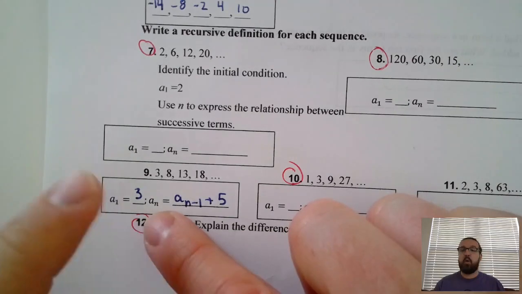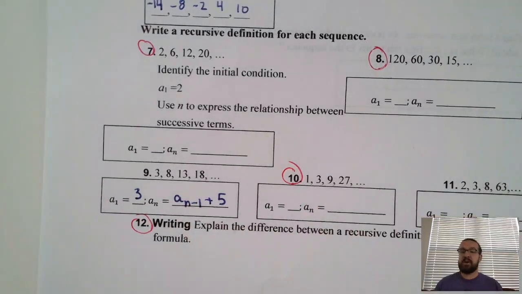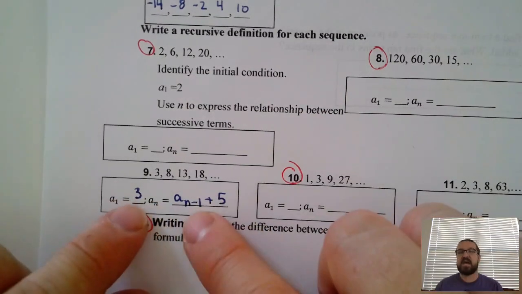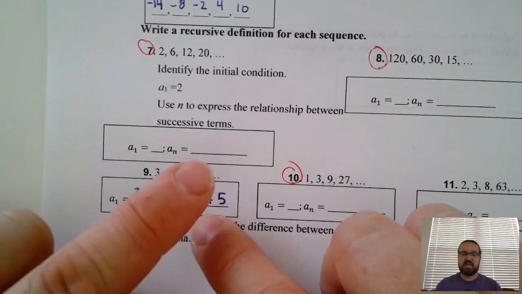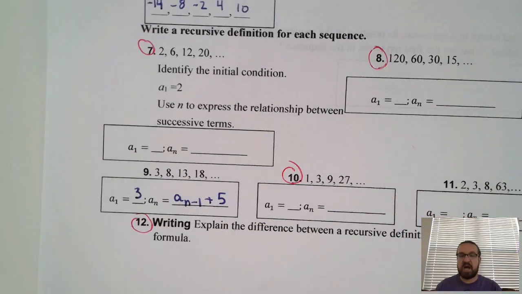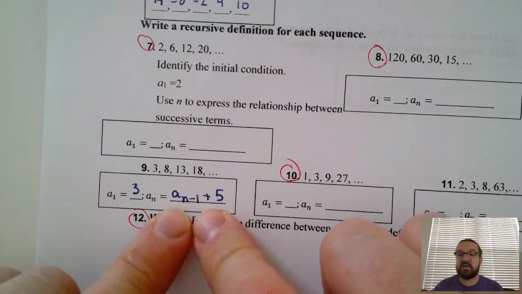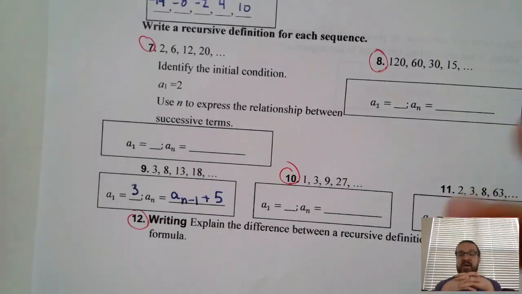Now, in order to come up with this next part of the pattern, we always think about the previous term and what happens to it, right? How did I go from 3 to 8? How did I go from 8 to 13? How did I go from 13 to 18? Well, each time I took the previous answer, that's a sub n minus 1, and I just add 5 to it. So that's how we can come up with the next answer right there.